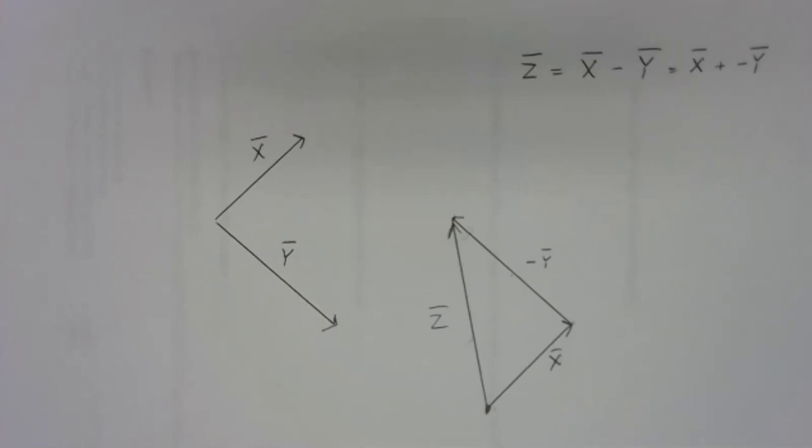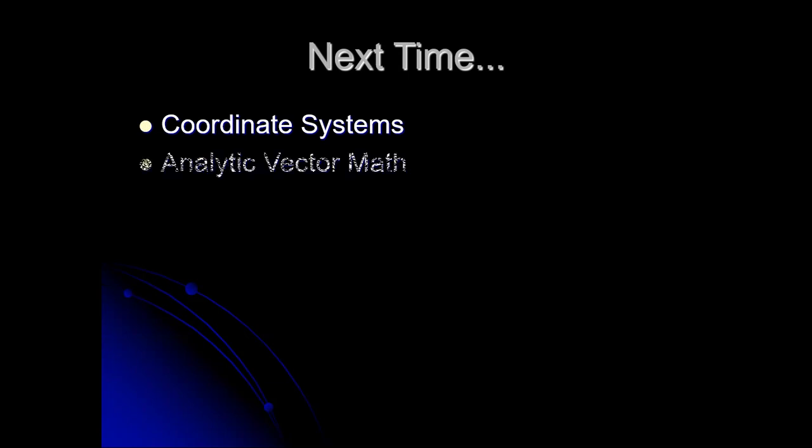All right. So next time on Wednesday night, I will introduce the idea of coordinate systems. Most of you have seen a little bit on coordinate systems. We dealt with Cartesian coordinates in the first semester. I'll introduce another coordinate system that we call polar coordinates, and we'll see how that relates to vectors, magnitude, and direction. Then we'll spend the rest of the time on what we call analytic vector math.